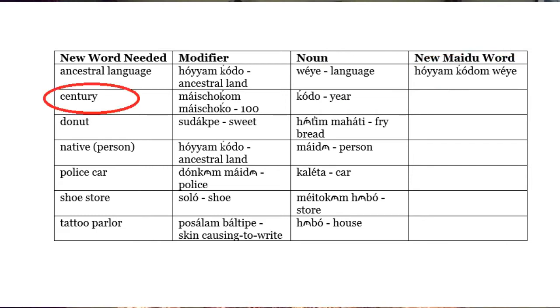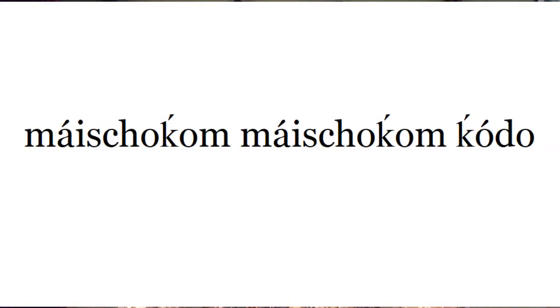Now let's try the next one, century. Looking at the modifier column, we already know how to say 100 in Maidu. Maishchoko, 10 times 10. The word kodo not only means land or country, it means year. So how would you say century if you combined 100 and year? Maishchoko kodo. I hope you'll have some fun working through the rest of these in the table on page 29.